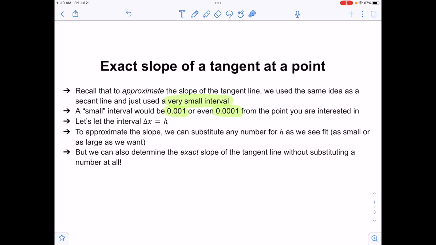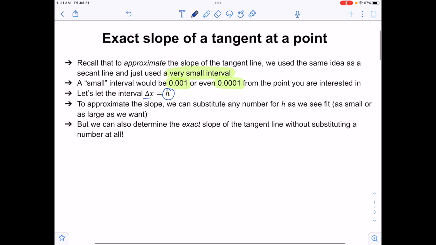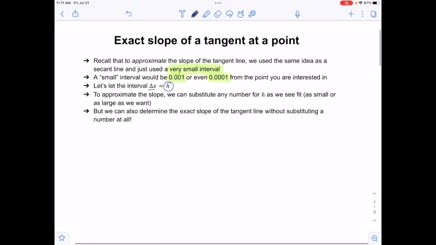So what we're going to do is we're going to say, let's let the interval delta x, the change in x, I'm just going to set that equal to h. And in order for us to actually find the slope, what we can do is we can substitute any number for h as we see fit. It could be 1, it could be 10, or it could be as small as you want. But what's really cool is we can also determine the exact slope of the tangent line without substituting a number at all. Let me show you how this is going to work, okay?